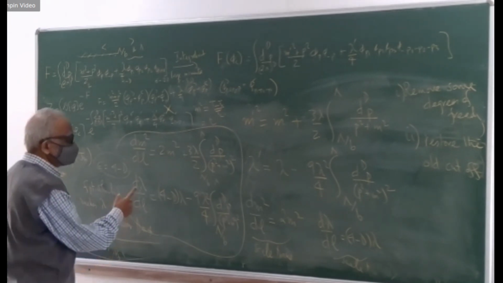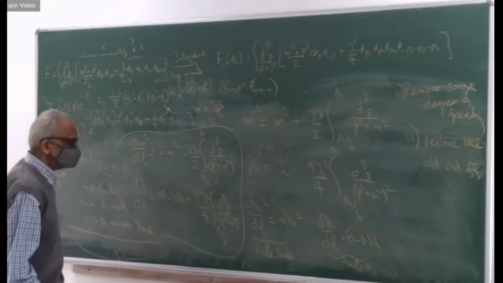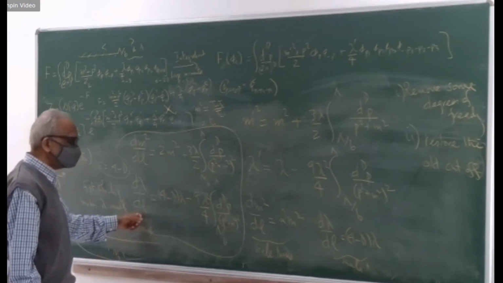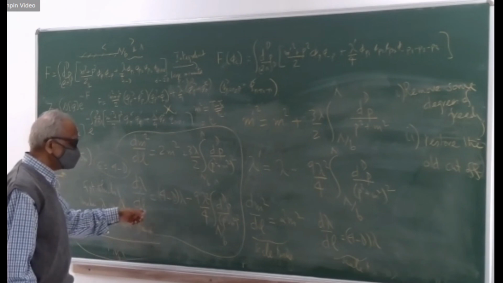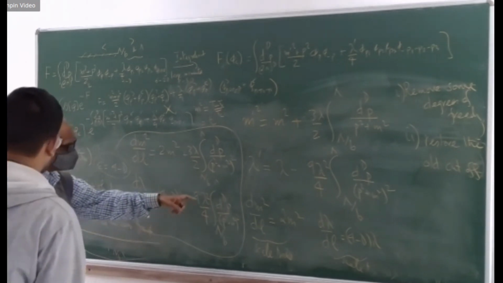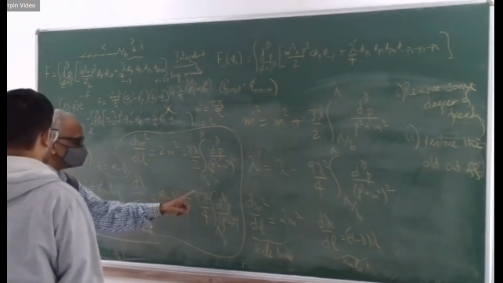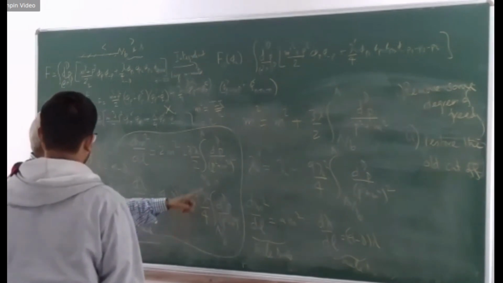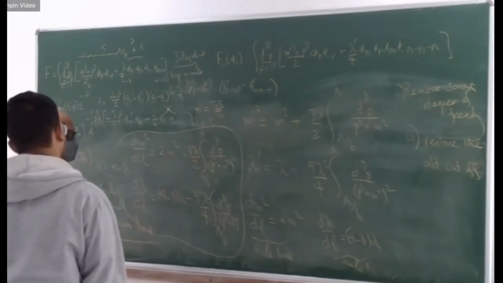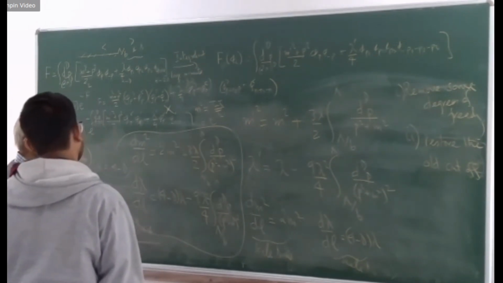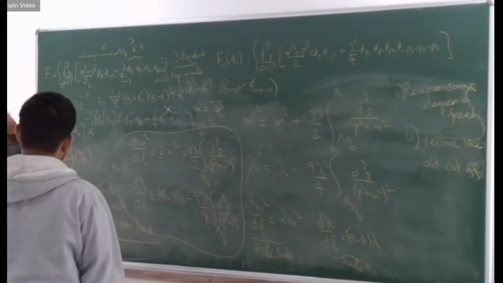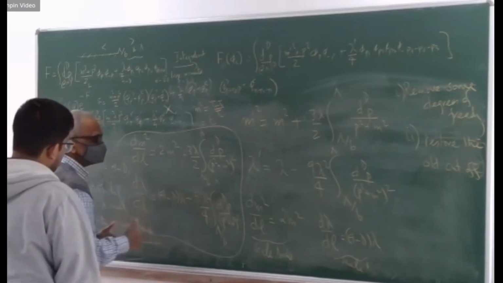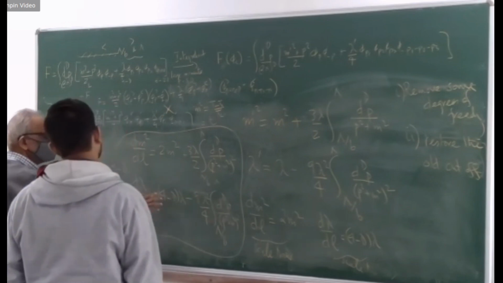The point is, I can't evaluate this until I declare, I have to know D. So now I can evaluate at D equal to 4. Before this I can't.